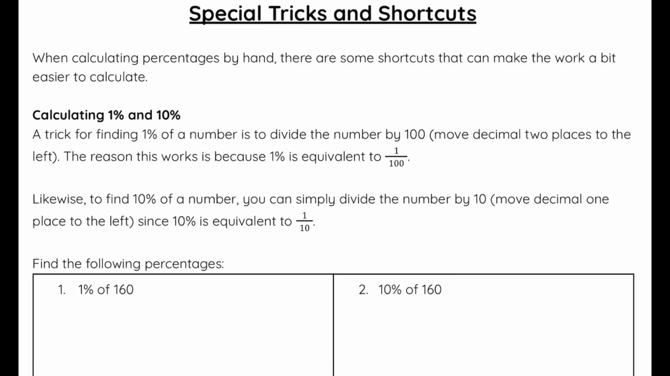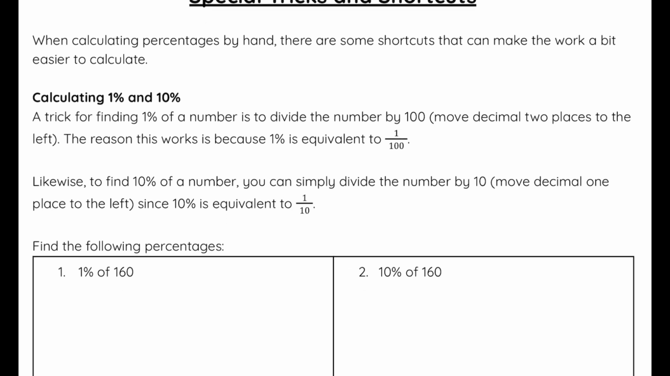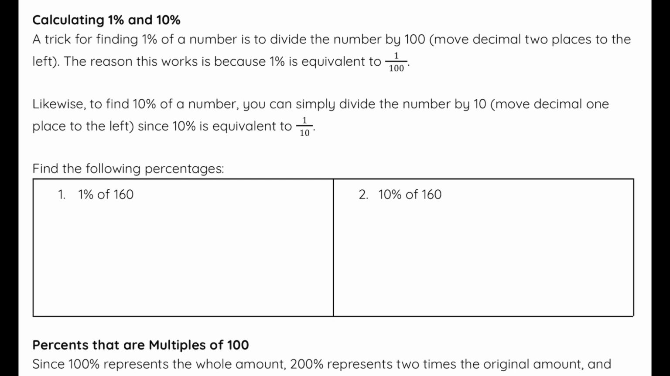The last topic that we're going to cover is special tricks and shortcuts that can be used when calculating percentages by hand. So the first thing we're going to talk about is how we calculate 1% and 10%. So we know that 1% is the fraction 1 over 100. So in other words, if we're calculating 1%, we are simply dividing the value by 100 or moving the decimal 2 places to the left.